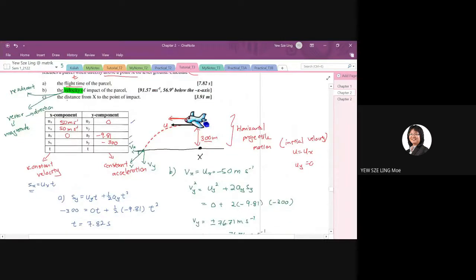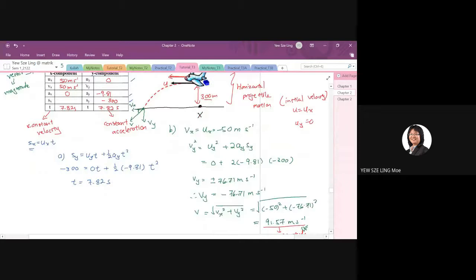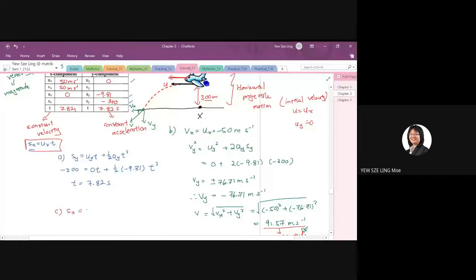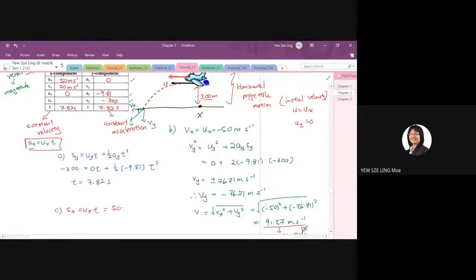Question C wants the distance from X to the point of impact. So it's asking for a horizontal distance, the horizontal displacement. According to question A, I have time t equals 7.82 seconds. If you look at the table, we now have enough information to calculate Sx. Sx equals uxt, which equals 50 times 7.82, which is 391 meters. So this is the answer.